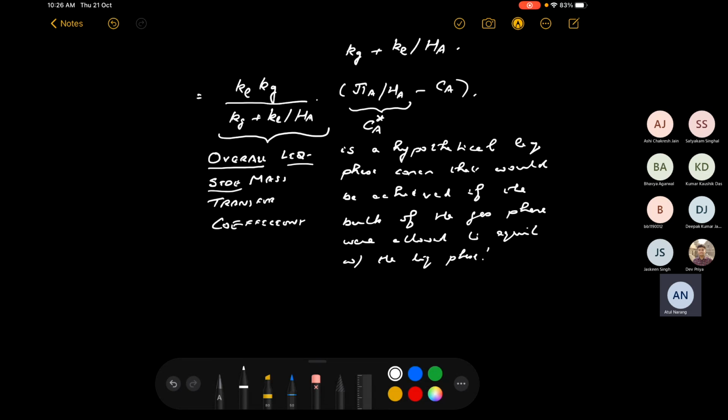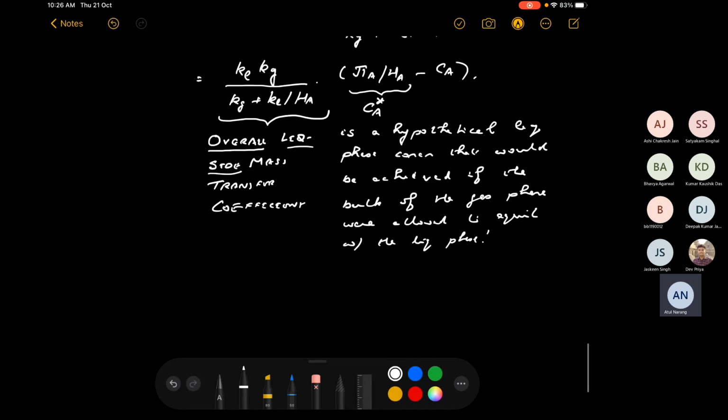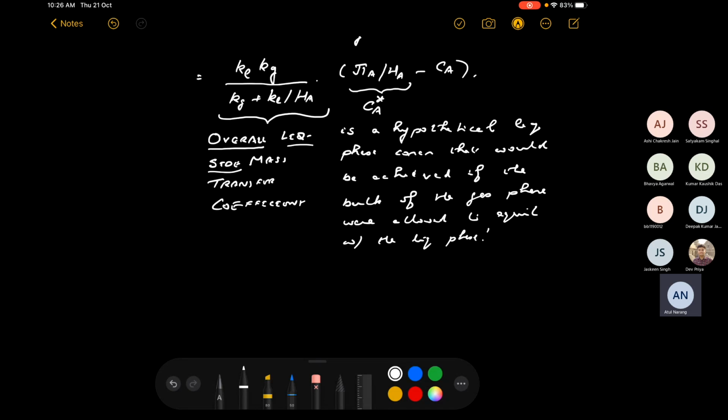And why is it called liquid side? It's called liquid side because the concentration gradient here is entirely on the liquid side. C star is a hypothetical concentration, but it is after all a concentration in the liquid phase. And we'll just derive the analogous expression for the gas phase, the overall gas side mass transfer coefficient.